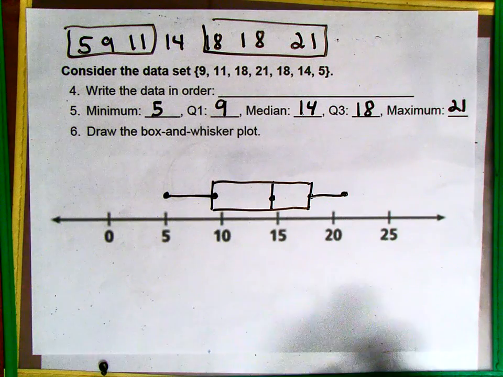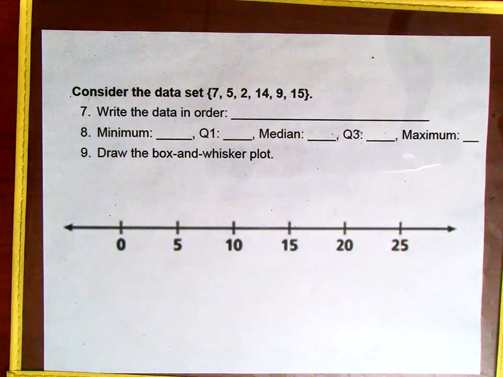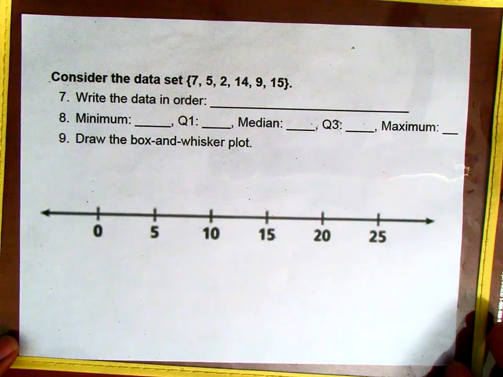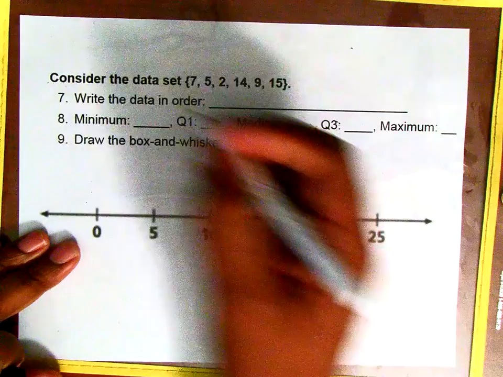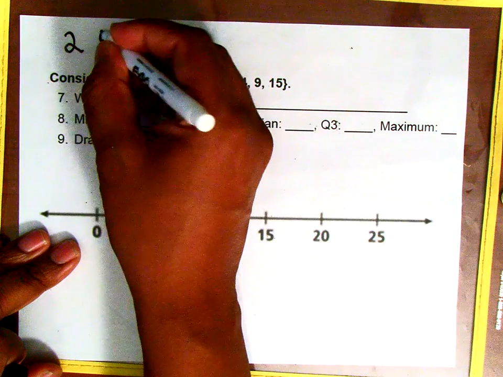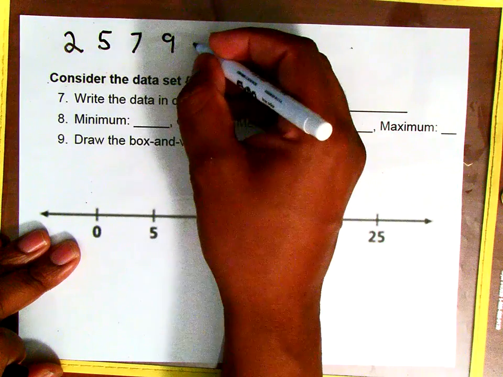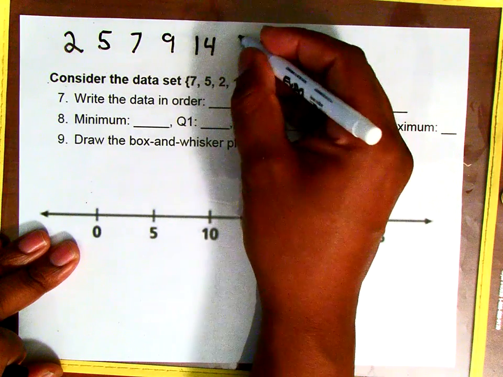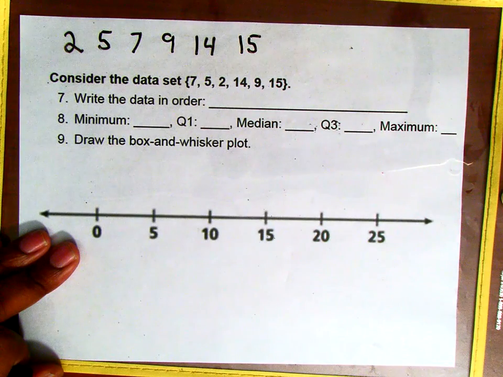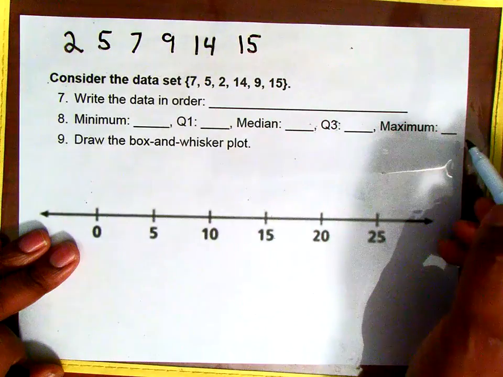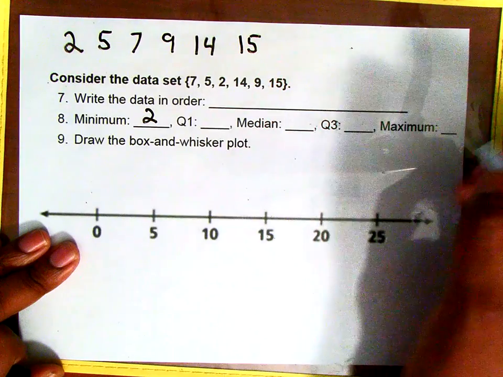Okay, let's take a look at another example. All right, so remember, the first thing I want to do is get everything in order. So I'm going to write my data out in numerical order. Okay, next thing I'm going to do is find my smallest and my biggest number, my minimum and maximum. So my smallest is 2 and my maximum is 15.